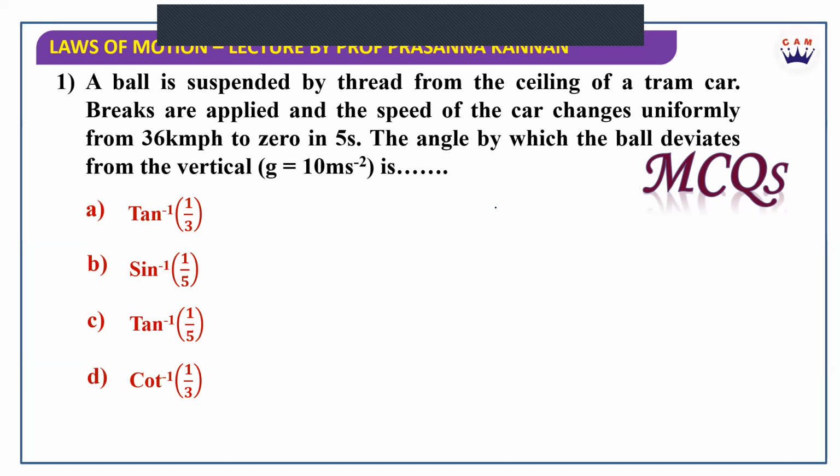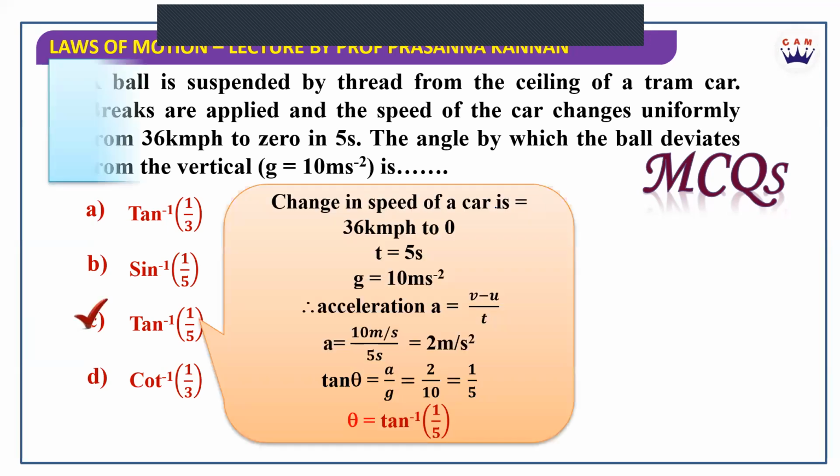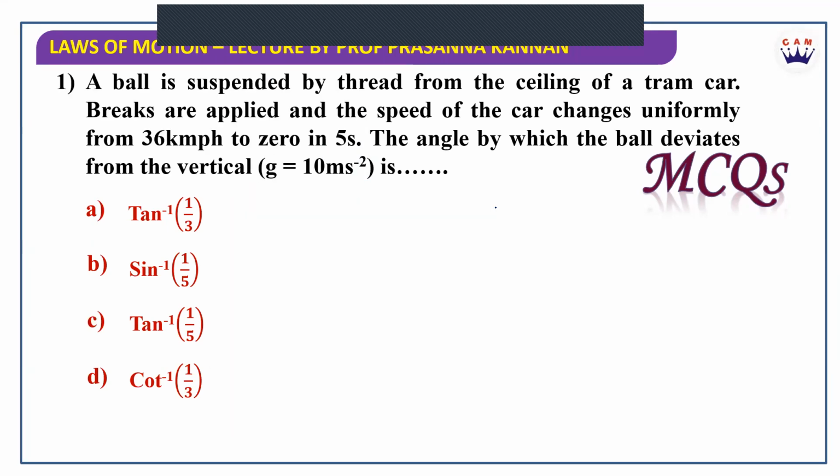Very good. Now, so you got the acceleration. Now what is g? 10 meter per second square. Now the question is, what is the angle by which it deviates from the vertical? So we saw the expression already. What is tan theta? You don't have to do the derivation in your mind now. If you remember the expression enough, tan theta is equal to a by g. What is a? 2. What is g? 10. So tan theta is equal to 2 by 10. What is it? 1 by 5.